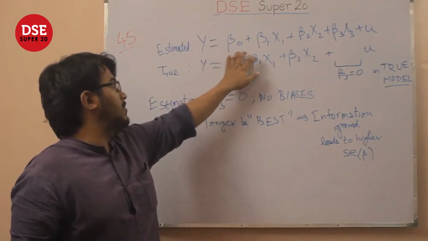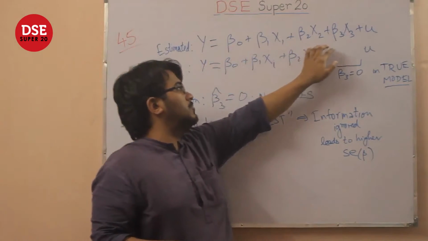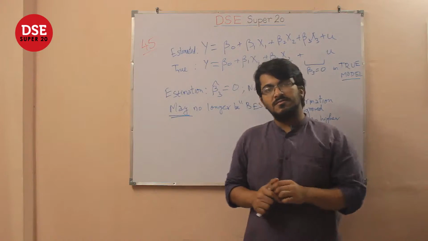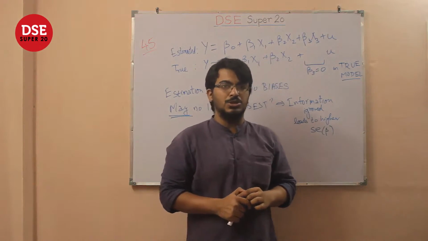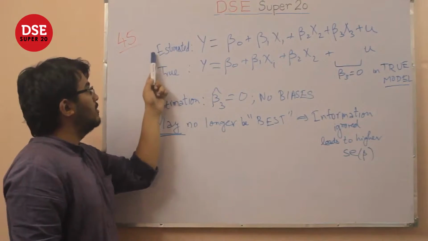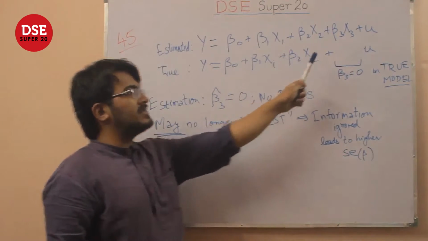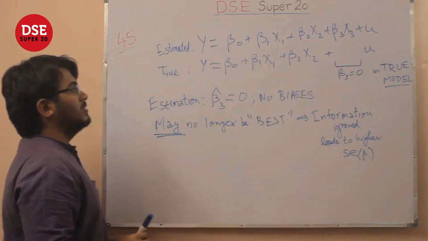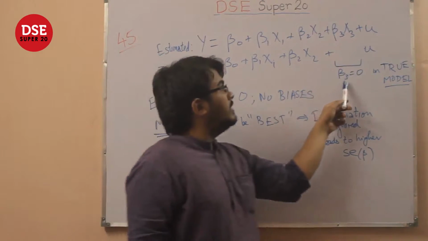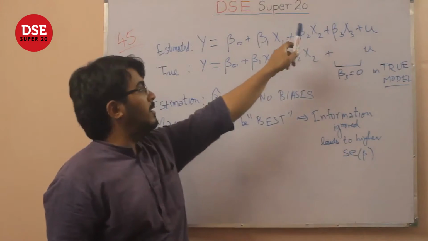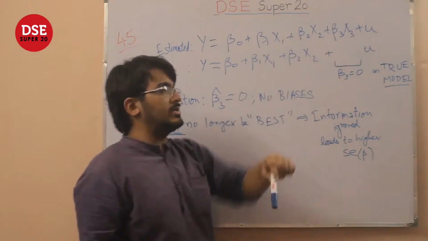And so we run y equals beta naught plus beta 1 x1 plus beta 2 x2 plus beta 3 x3 plus u. This is known as over specification, because you are regressing using a model that is over specified in the sense that it includes an unnecessary variable. Beta 3 is actually 0 in the true model, whereas you are using a model where beta 3 is also being estimated.